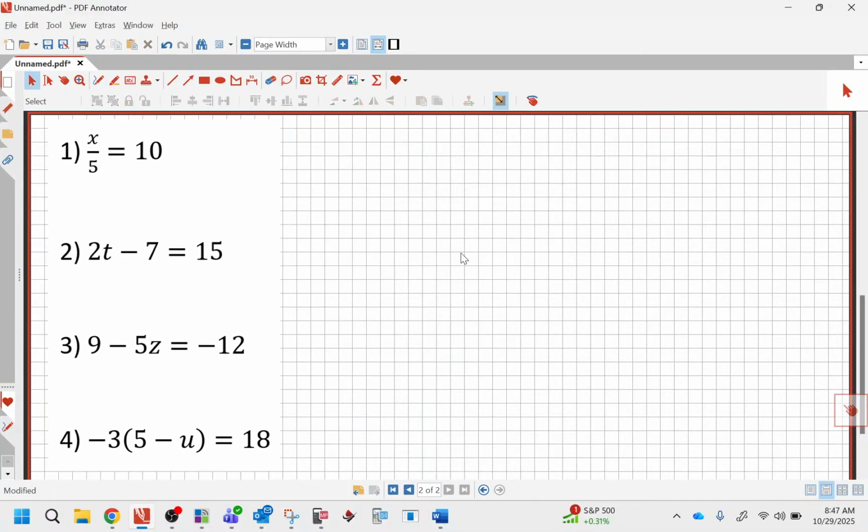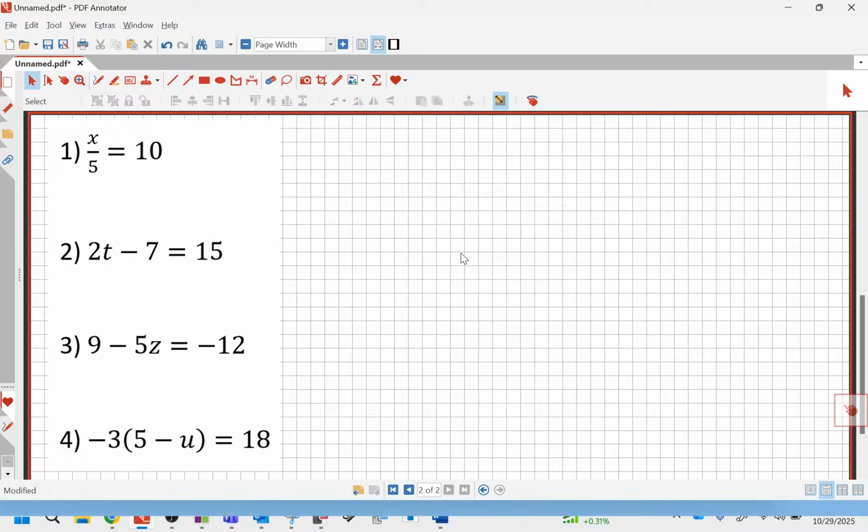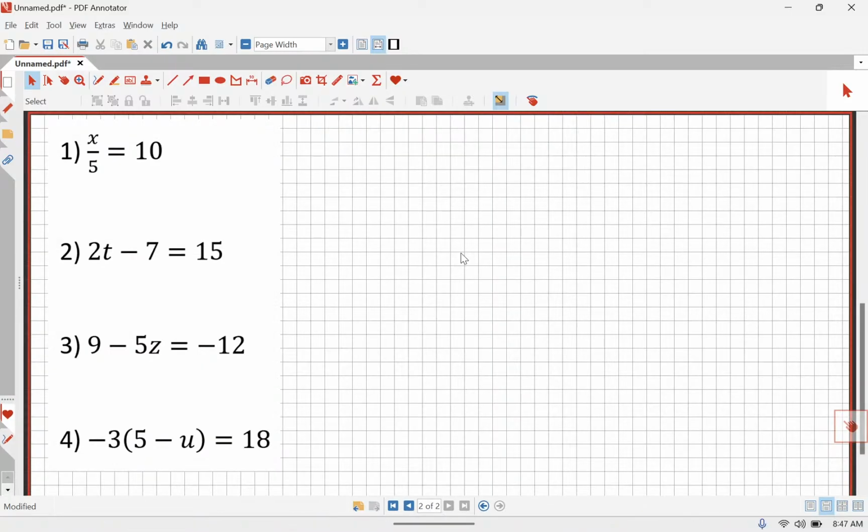So here we go. Eddie D, hold on, I'll wait for everyone to be quiet. Okay. Eddie, what do I need to do to solve number 1? How am I going to use opposites and balance to find out what x is? Yeah, by what? Yeah, so we need to multiply by 5 because that's the opposite of dividing by 5.